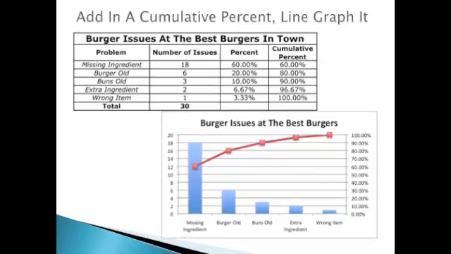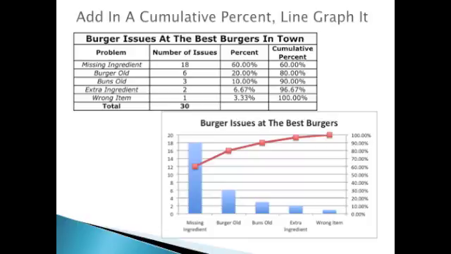Then what we need to do is add in a cumulative percent, and then graph that as a line. So our first issue, missing ingredients, is 60%. Our next issue, the burger being old, is 20%. But at this point, these two issues combined make up 80% of our issues. That's the cumulative percent, the total percent so far, because 60% and 20% is 80%.